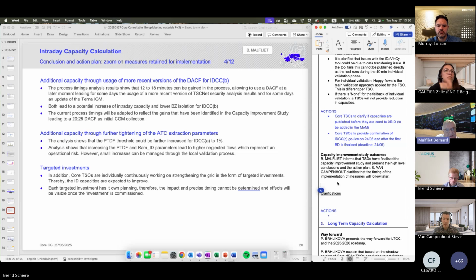Additional capacities come from further tightening of ATC extraction parameters, so the increase of the PTDF threshold from IDCC-A to 1% also helps to reduce these bidding zone isolations, to reduce the number of negative ATCs. It leads to higher neglected flows in the IDCC-A process, but they can still be managed through the local validation process. So that's all on this slide.